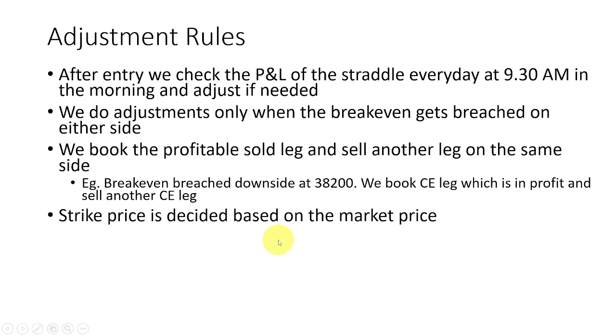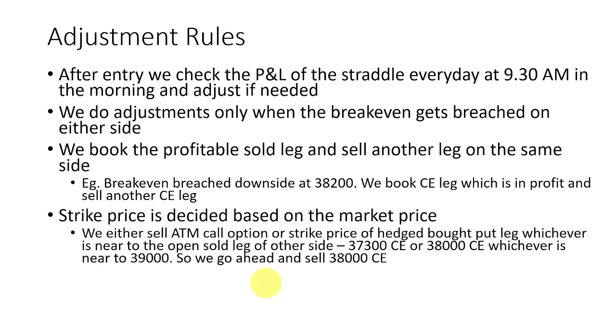Now, which strike price CE leg we are going to sell is the next thing we need to know. We either sell an ATM call option. Say it is breaching at maybe 38,200, then we can sell the 38,200 call option. Or, say the market is gapping down by 1,000 points or something like that, going to 37,300 or 37,500. In those cases we either sell the 37,500 ATM call, or we'll be selling the bought hedge call leg.